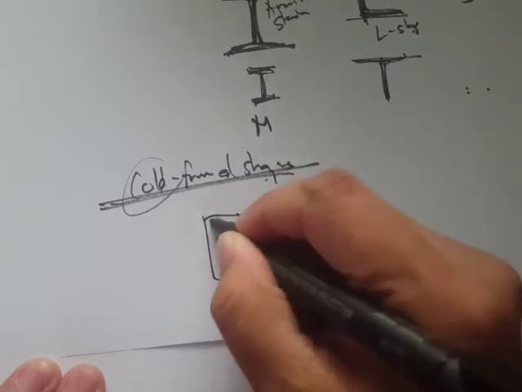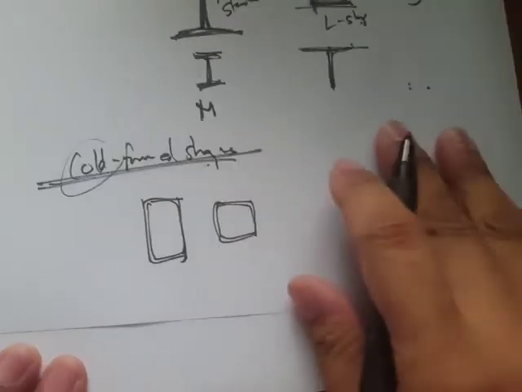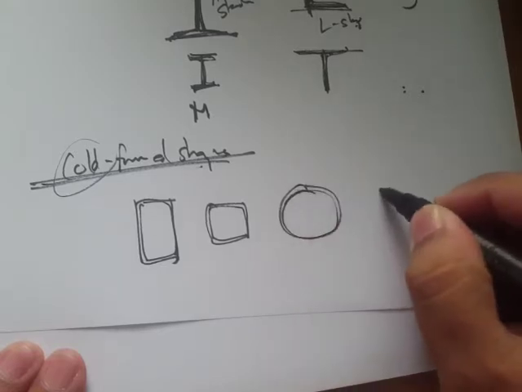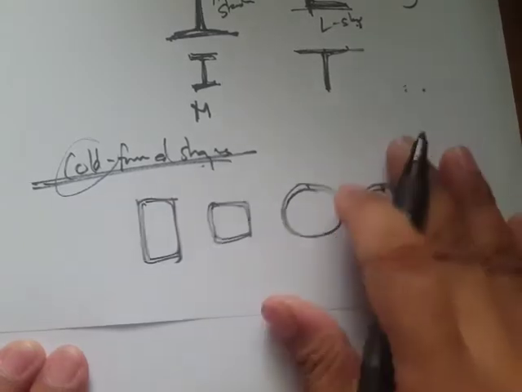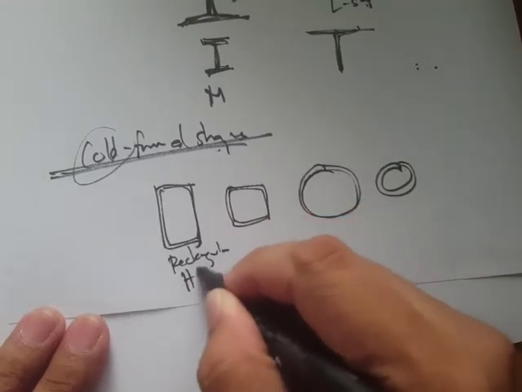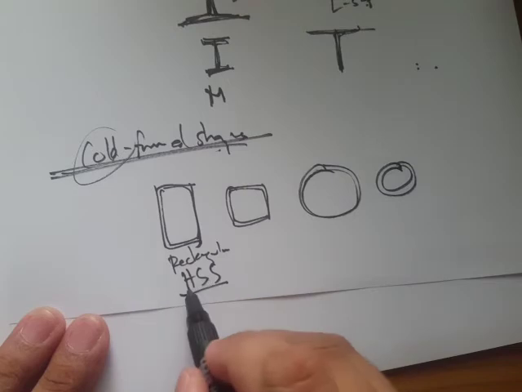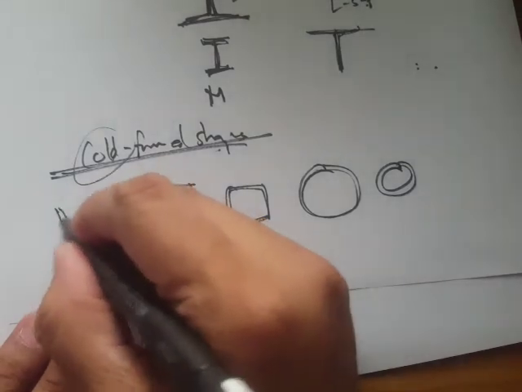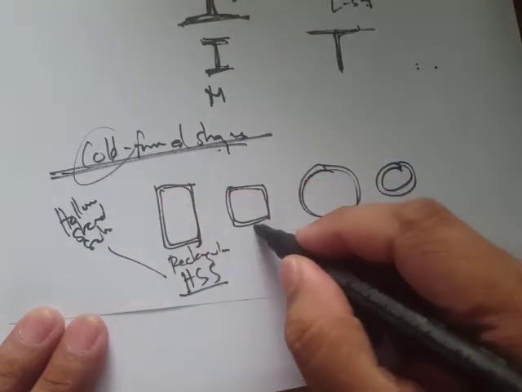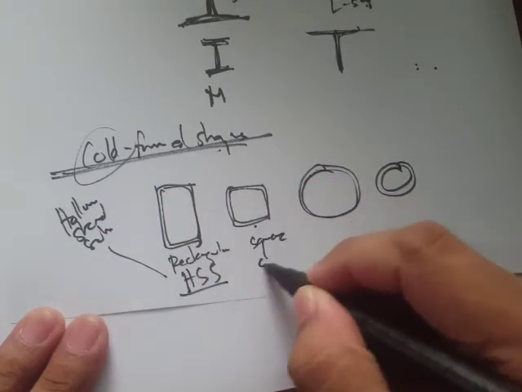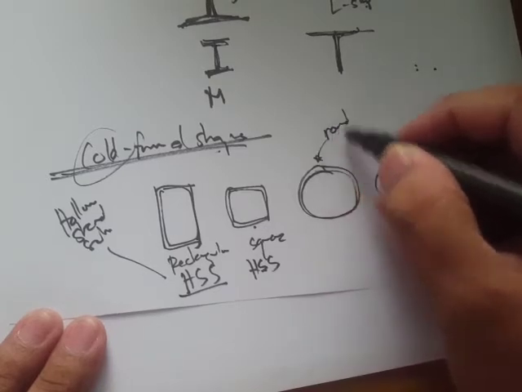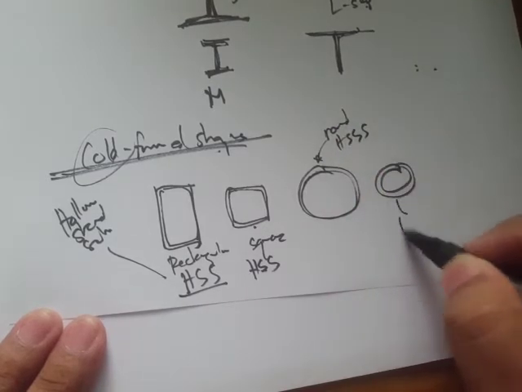Okay, so for cold form we have a rectangular, and we also have a square, something like a square tube, and then this one is a rectangular tube. We also have round, and something like this pipe. So this one is rectangular hollow steel section, that's HSS. And this one is square HSS, and this one is round HSS, and then this one is a pipe.